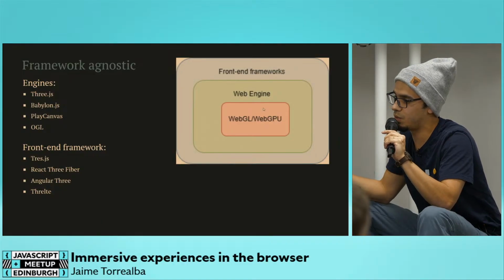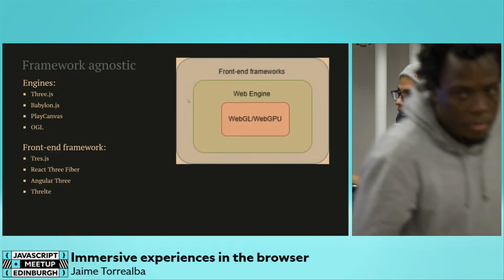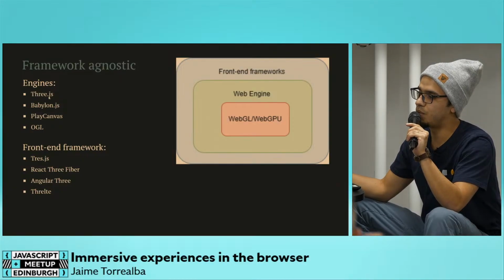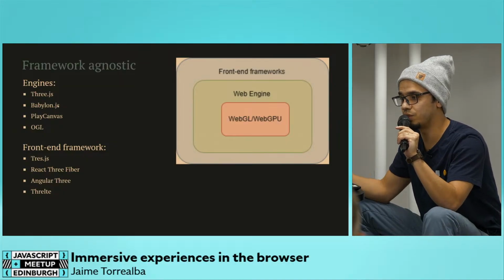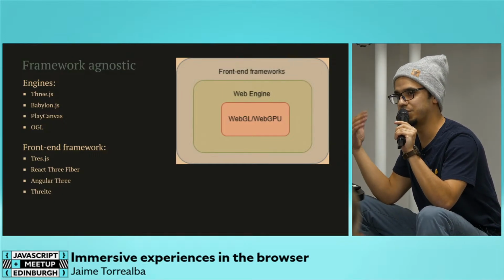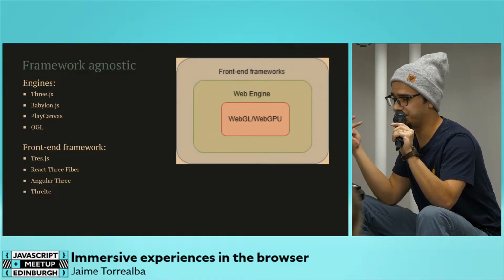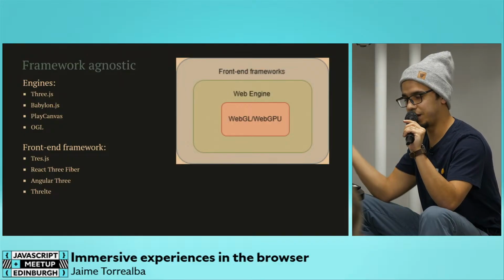The next layer is web engines. This is another layer on top, and these are the most common ones: Three.js, Babylon.js, PlayCanvas, and OGL. The examples that I'm going to show you use Three.js. Basically, they abstract most of the logic so we can actually start building the experience. They abstract things like light, shadow, meshes, how to handle GLTF or 3D models, right? And then we got the optional one, which is front-end frameworks.